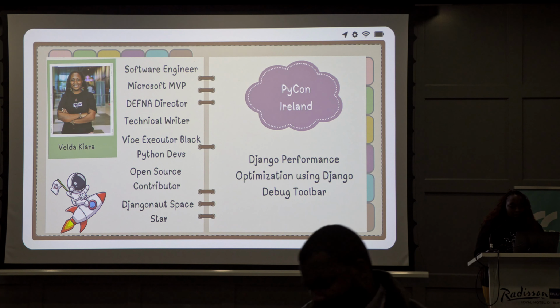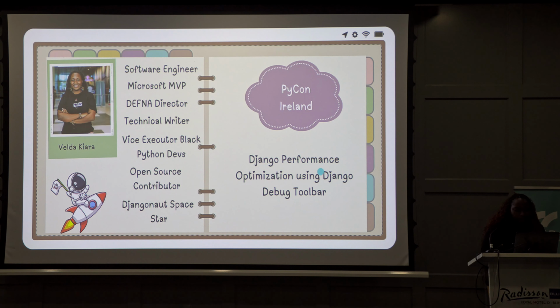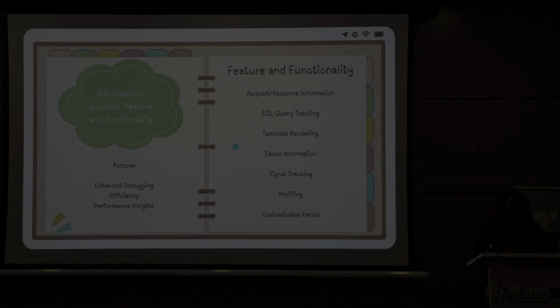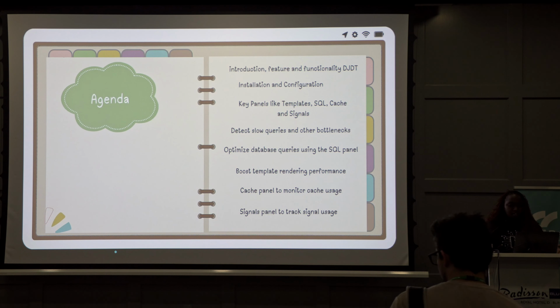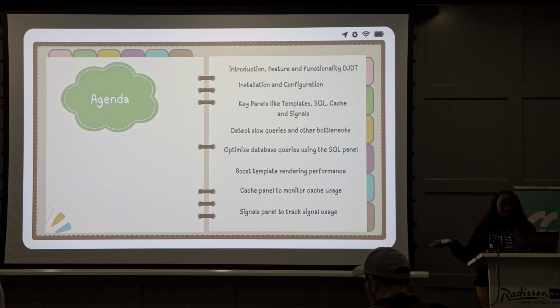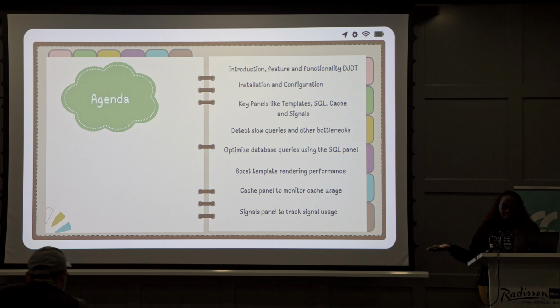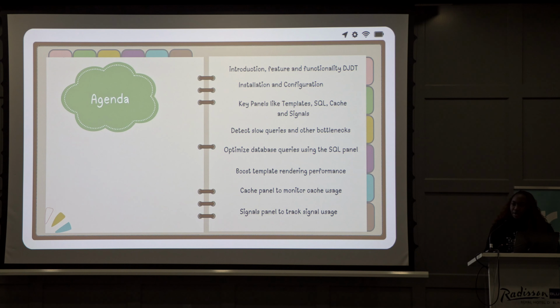repos. Today we're gonna talk about how to optimize Django using the debug toolbar. The first thing that we're going to look at is the feature and functionality, how to install and configure the toolbar, what the panels are, how to detect slow queries, how to optimize the said slow queries, to boost templates, what the cache panel does, and what the signal panel does.